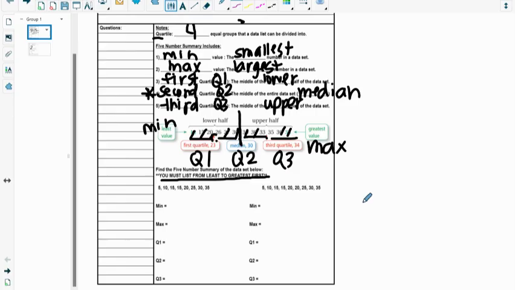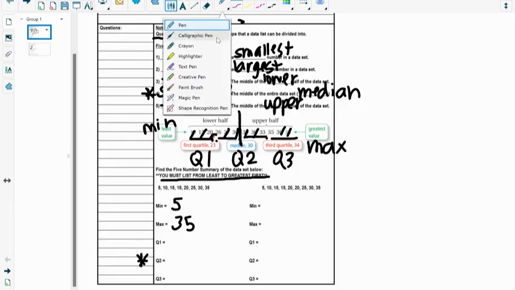Okay, so our minimum value, our smallest value for this first list is 5. Our max is 35. So we've already got 2 of our numbers of our 5-number summary done. Then we go down to our Q2. That's our median. So we're going to cross off.